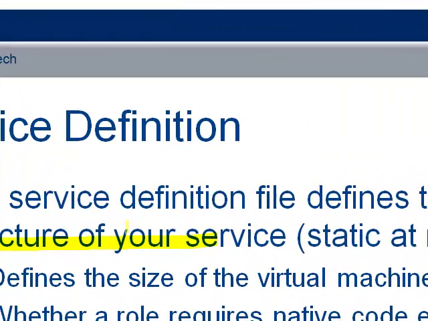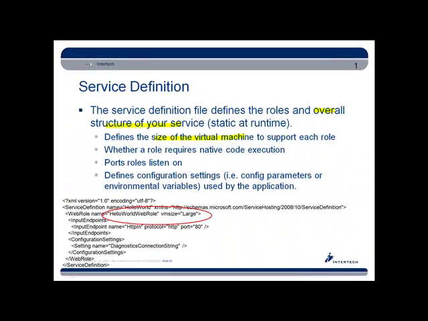Well, first of all, the size of the virtual machine. Remember that guest partition is a slice of a physical box out there in the data center. Well, this file defines how big of a slice we need. In my example here, I've shown that Hello World web role wants a large virtual machine. There are 4 different sizes: small, medium, large, and extra large. Essentially, when you ask for an extra large, you're asking for the entire box.